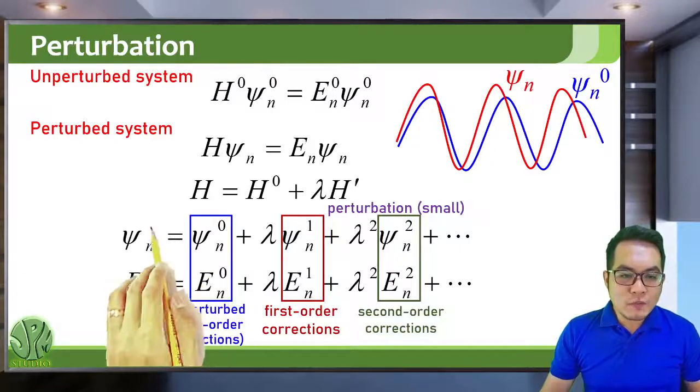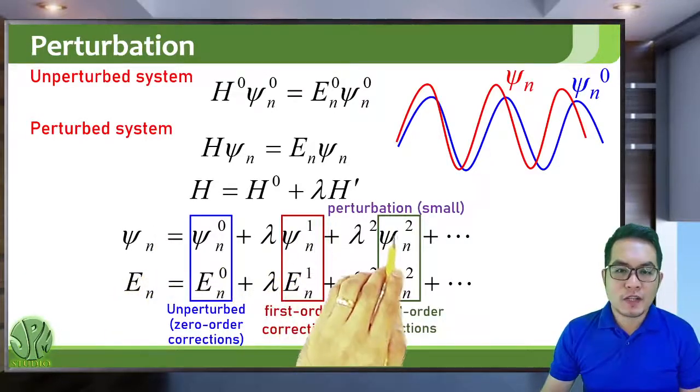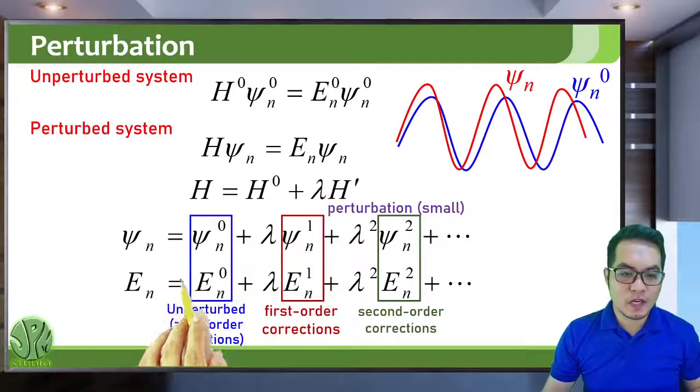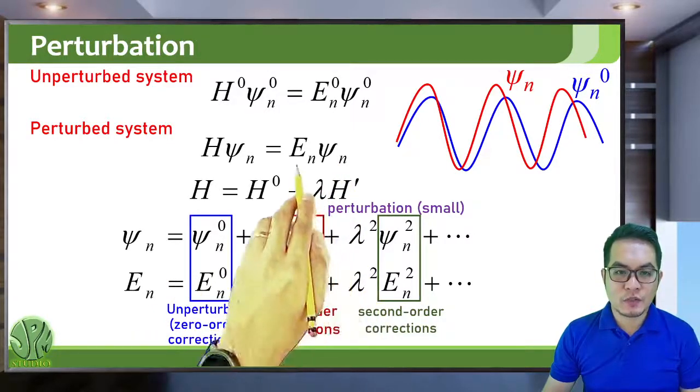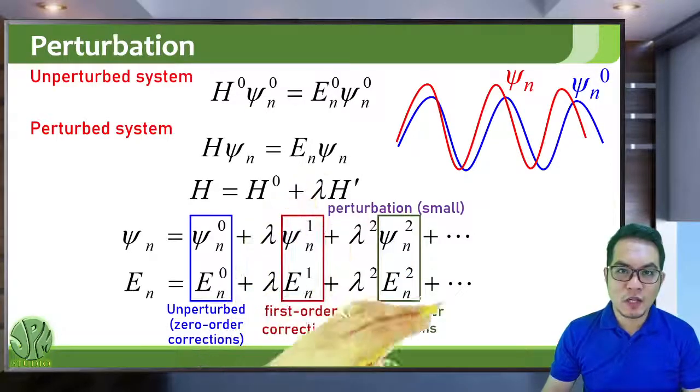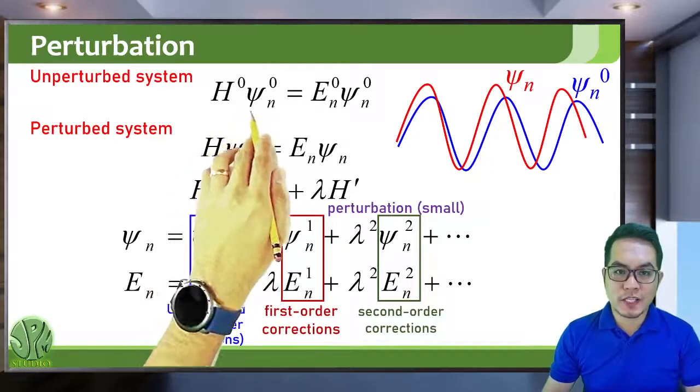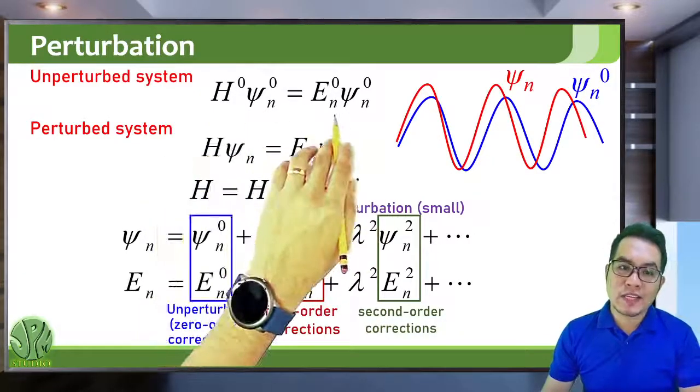So we substitute this wave function into our Schrödinger equation here. Similarly with our energy, we substitute that here, and we group the same powers of lambda. For lambda to the power of 0, or the zero order correction, you will just get this unperturbed system.